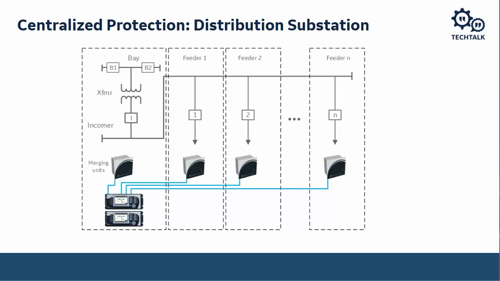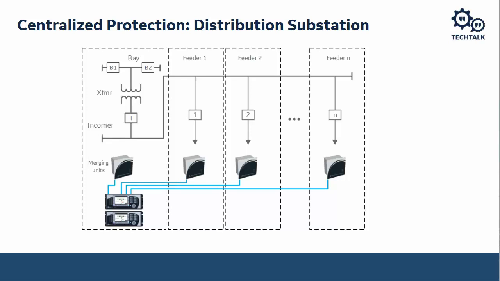So the reason I show 2 relays here is because we probably want to have some redundancy. If we're putting all of our eggs in a centralized basket, we probably want to have some redundancy with that. Now, this gives us something we've not had in the past. Typically at the distribution level, we don't have this type of redundancy. But since we've got fewer devices, we can have this sort of redundancy.